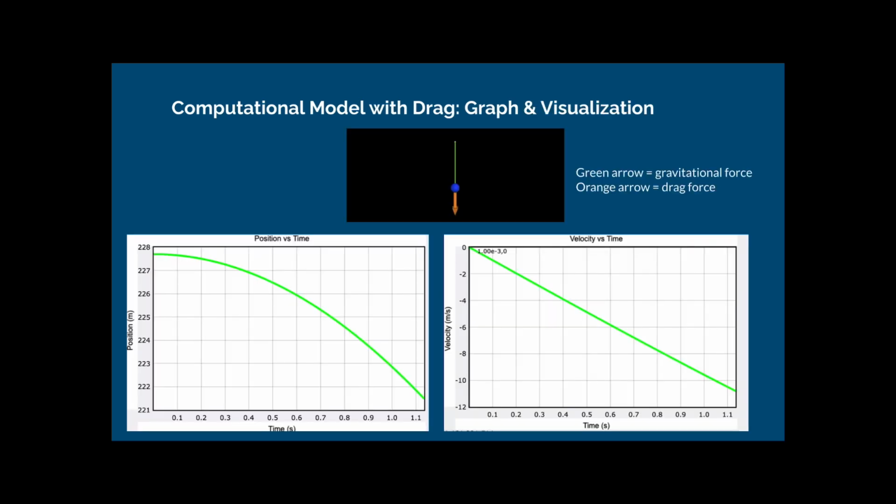Here we have the finalized computational model with, as you can see, an orange arrow indicating the drag force that was missing in our previous computational model, and of course we still have gravitational force acting on our piece of paper as well. Finally, let's discuss our conclusions for this lab.